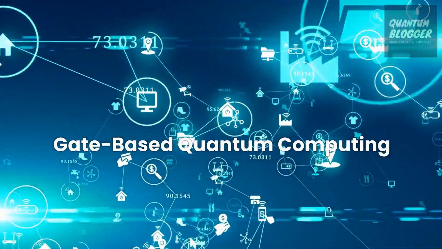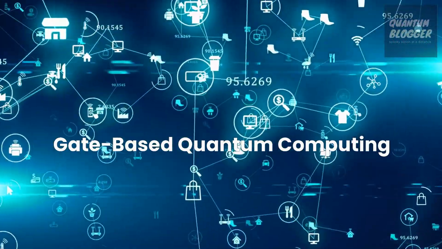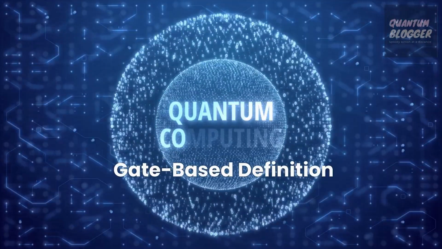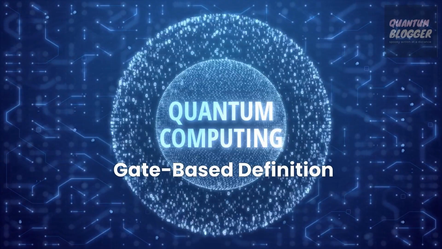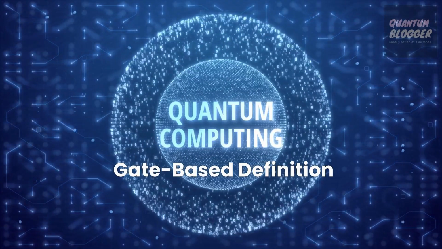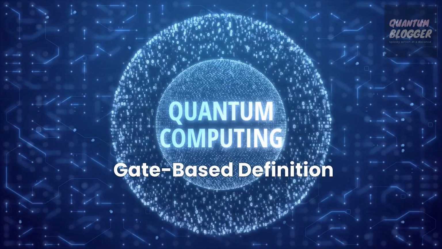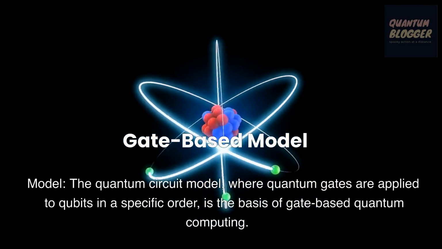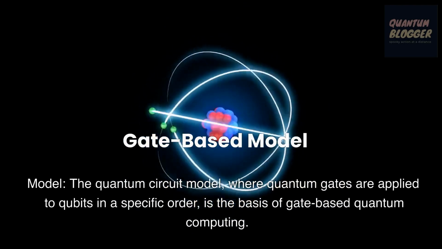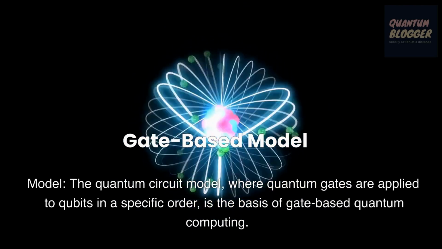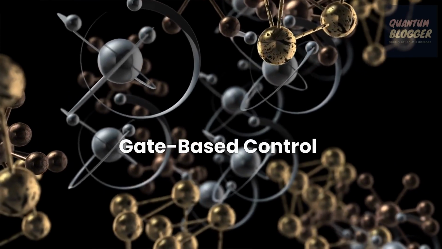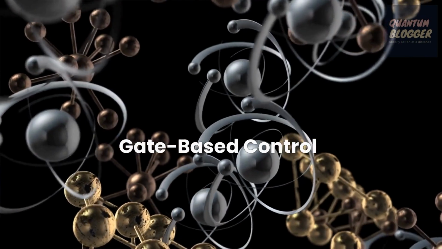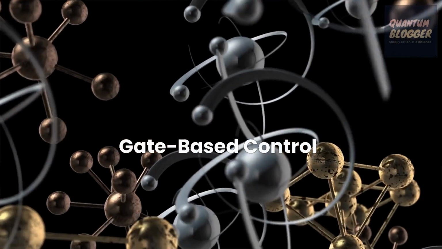Gate-based quantum computing. Definition. Gate-based quantum computing is a type of quantum computing that uses a sequence of quantum gates to manipulate the state of qubits. Model. The quantum circuit model, where quantum gates are applied to qubits in a specific order, is the basis of gate-based quantum computing. Control. In gate-based quantum computing, precise control of individual qubits and quantum gates is necessary for the correct operation of the quantum algorithm.